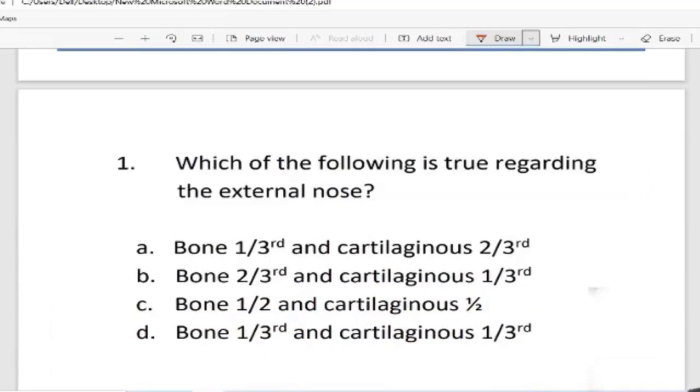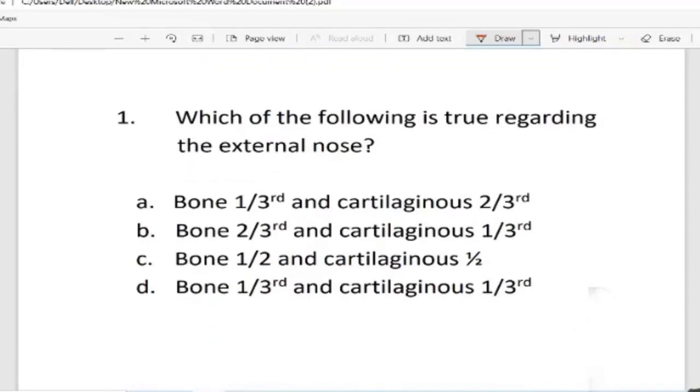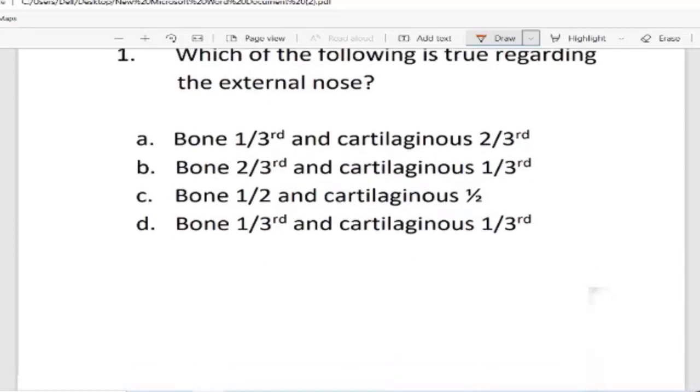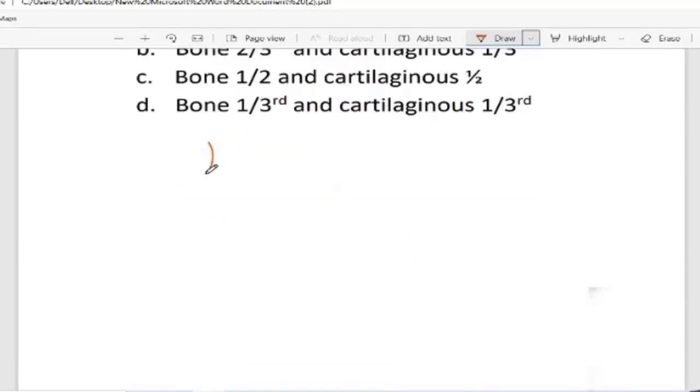Let's start. The first question, which of the following is true regarding external nose? So the examiner wants to ask which of the following is true regarding external nose. And the options are bony 1/3, cartilaginous 2/3; bony 2/3, cartilaginous 1/3; bony half and cartilaginous half; bony 1/3 and cartilaginous 1/3. So let's draw a diagram of external nose.